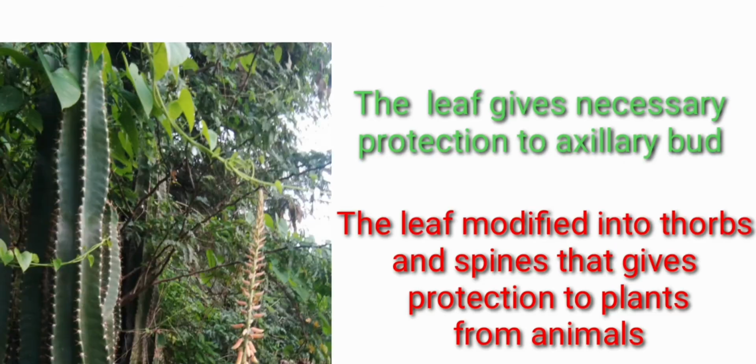The next function is protection. The leaves also give necessary protection to the axillary bud. The leaves modified into thorns and spines give protection to the plants from animals. Example, xerophytic plants. The next function is guttation.